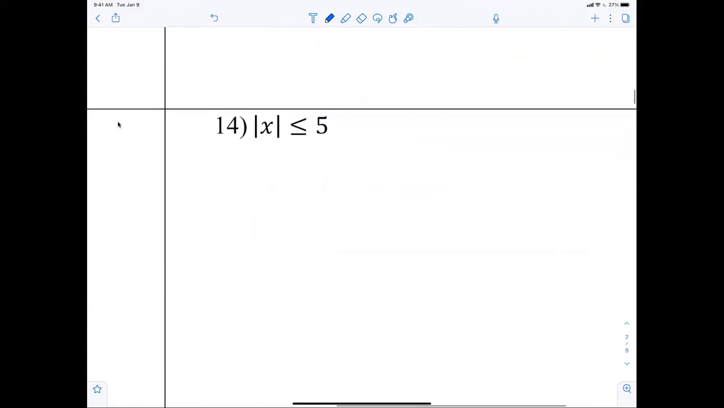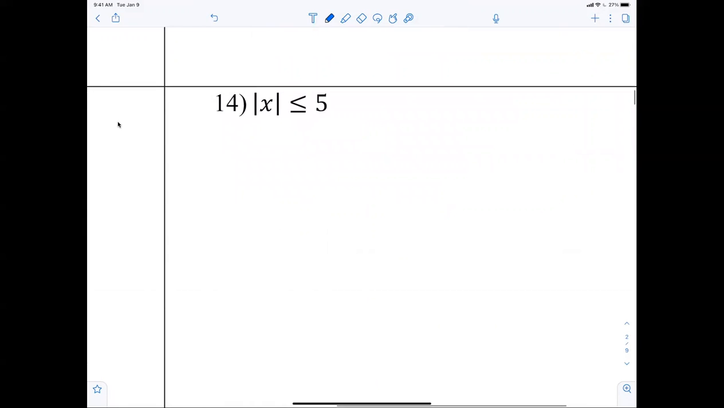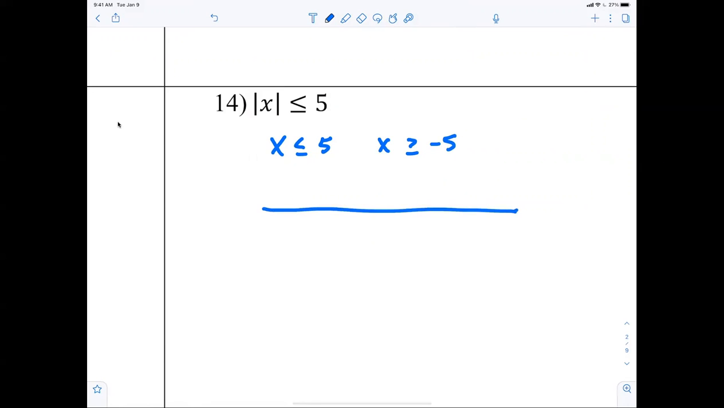Okay, 14. Again, we just write it. x less than or equal to 5. x greater than or equal to -5. Now, again, I have some kids who have trouble seeing it. So sometimes if you're having trouble seeing it, the best thing to do is just try a number line. -5, 5, less than or equal to, greater than or equal to. And then you can see that. Does everybody see?